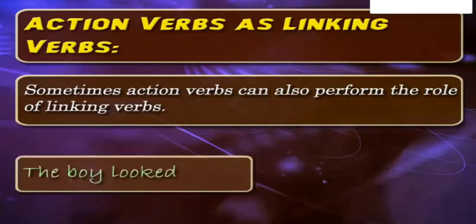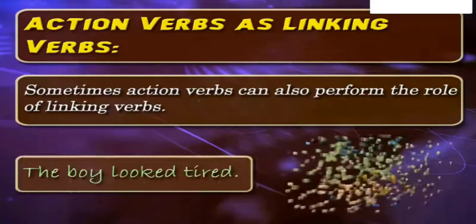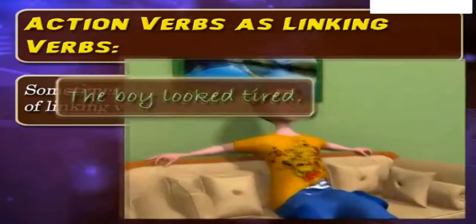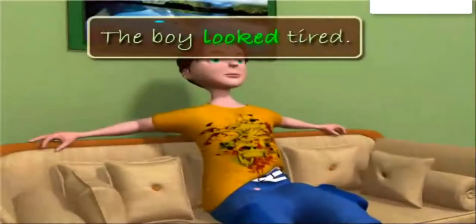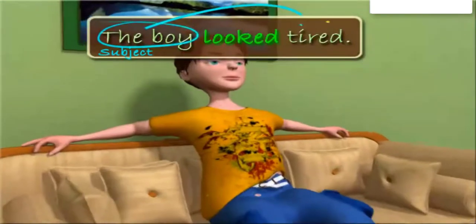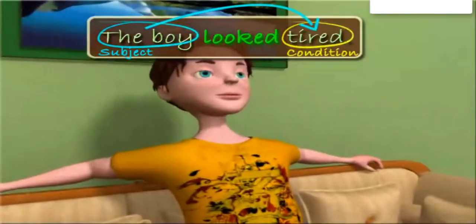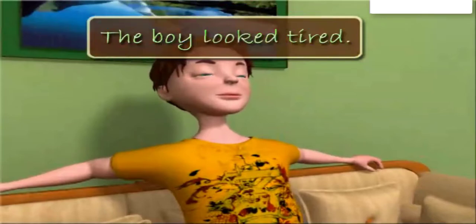The boy looked tired. Here, looked links the subject, the boy, with the condition tired. Hence, looked is behaving as a linking verb. Also, looked is describing the action by the subject.